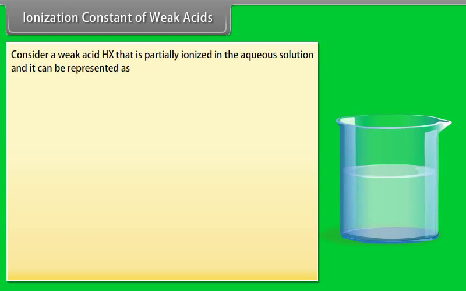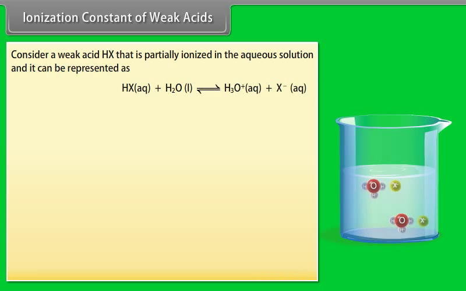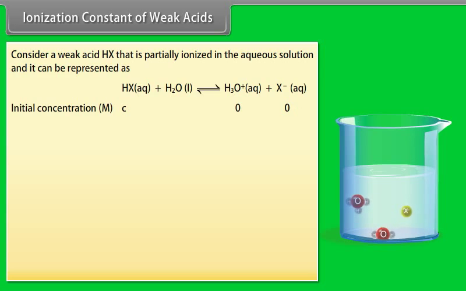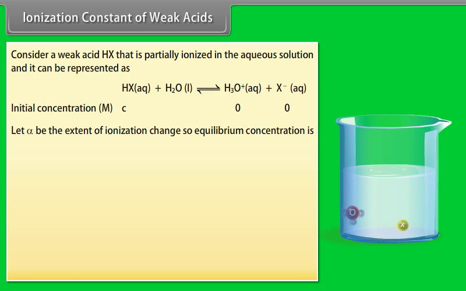Ionization constants of weak acids. Consider a weak acid HX that is partially ionized in aqueous solution. Let the initial concentration of HX be C. Let alpha be the extent of ionization. So the equilibrium concentration of HX is C minus C alpha. The H3O+ equilibrium concentration is plus C alpha, and the X- equilibrium concentration is plus C alpha.